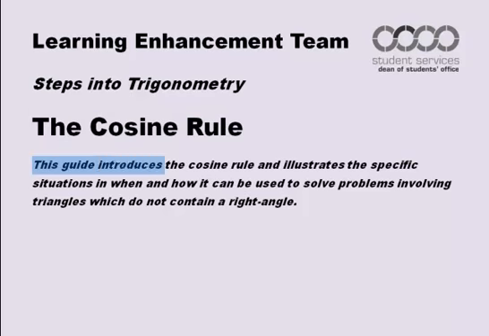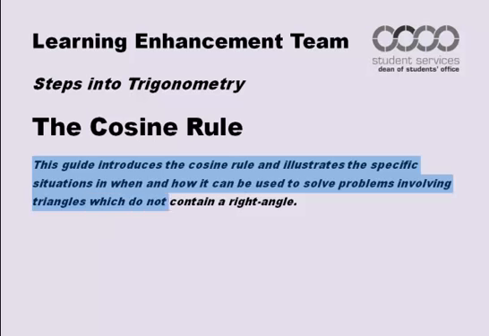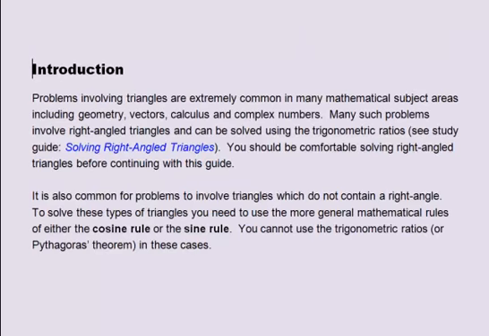This guide introduces the cosine rule and illustrates the specific situations in when and how it can be used to solve problems involving triangles which do not contain a right angle.